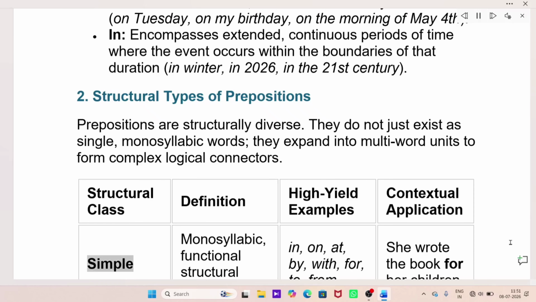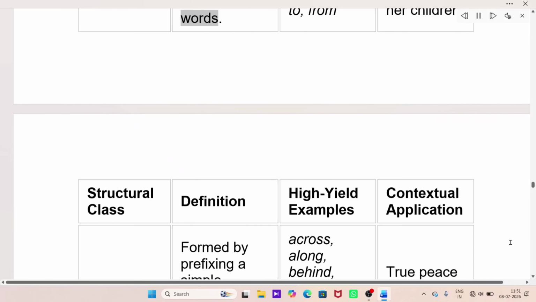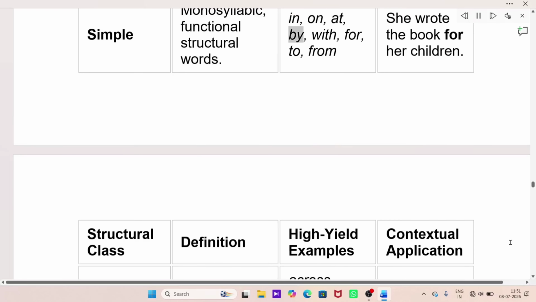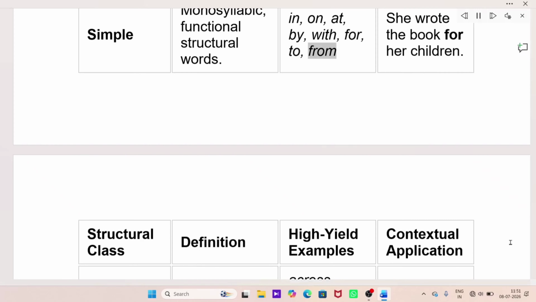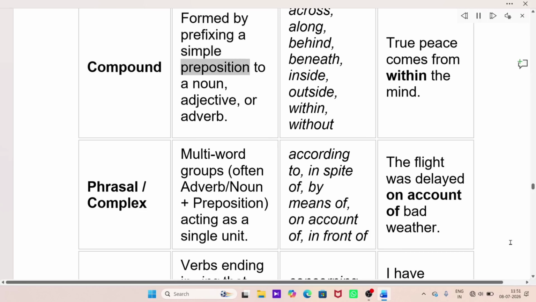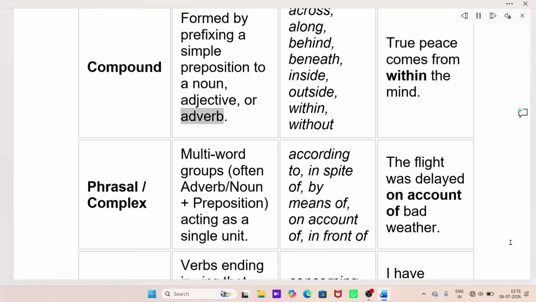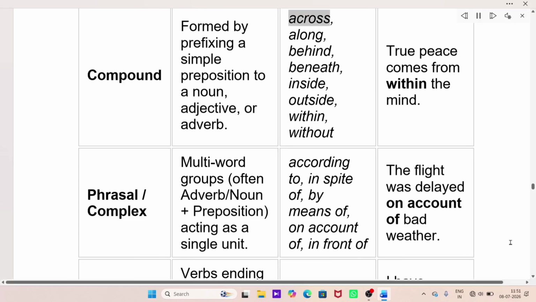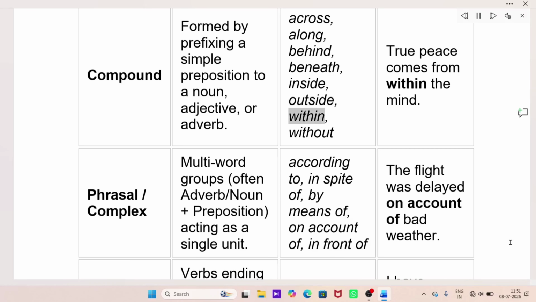Simple: monosyllabic, functional structural words. In, on, at, by, with, for, to, from. She wrote the book for her children. Compound: formed by prefixing a simple preposition to a noun, adjective, or adverb. Across, along, behind, beneath, inside, outside, within, without. True peace comes from within the mind.